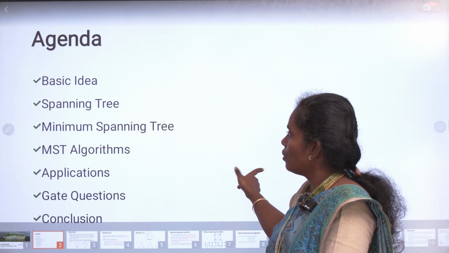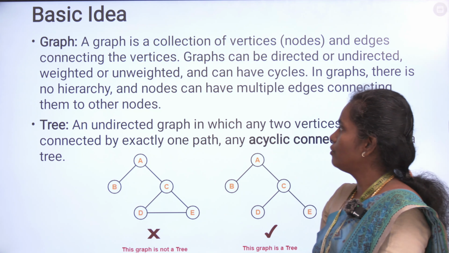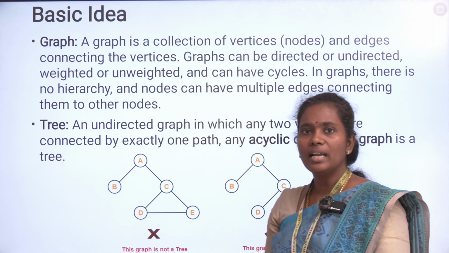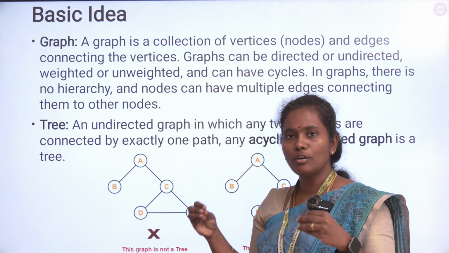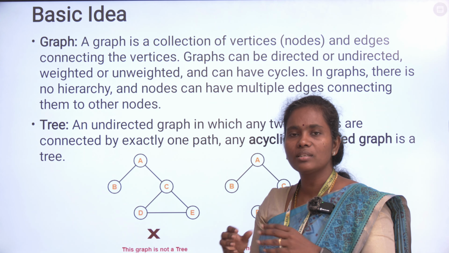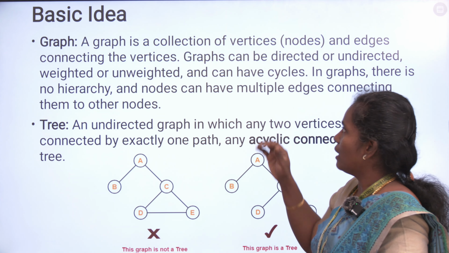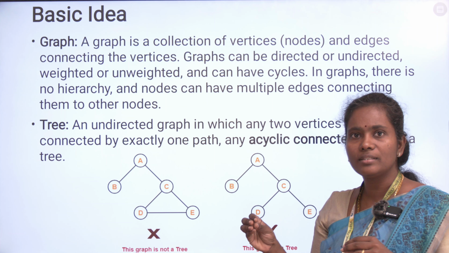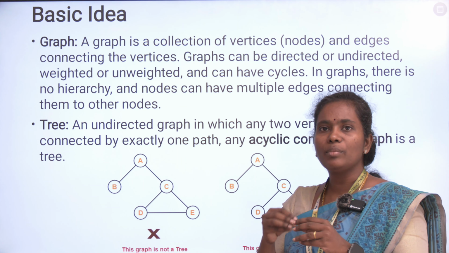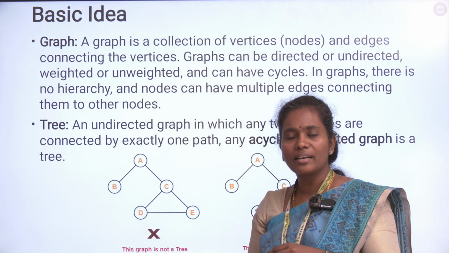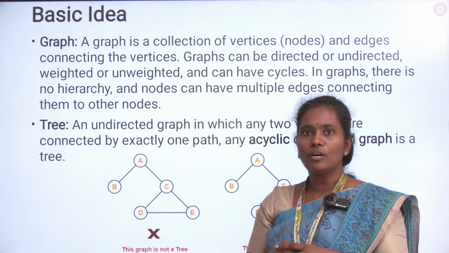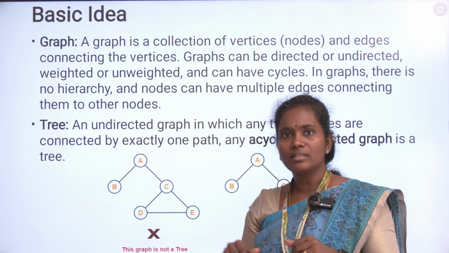First we will see what is a graph and then a tree. A tree is an undirected graph. It contains a collection of vertices which are connected by edges, but it will not form any cycle. We can say it as a tree. What is a graph? A graph is a collection of vertices which are connected with edges. It may have directed or undirected edges, and it may be weighted or unweighted. It may form cycles.